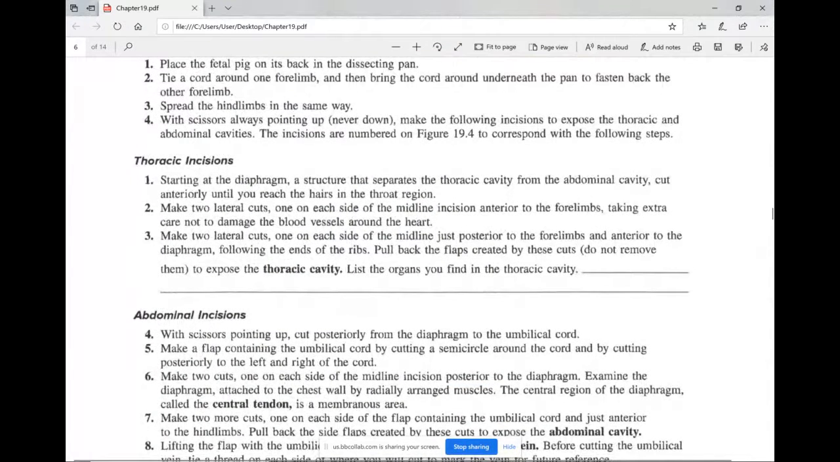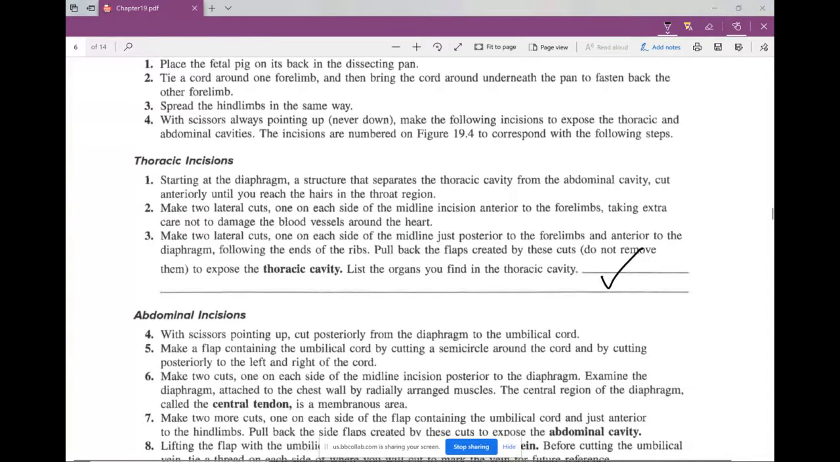Okay. Pull back the flaps created by these cuts that you cut on the ventral side of the pig. Expose the thoracic cavity. Explain what the thoracic cavity was. Okay, so fill that out. List the organs you find in the thoracic cavity. Just two. We're just going to keep it at two. Just two organs. Okay? List them. One's about blood and one's about breathing.